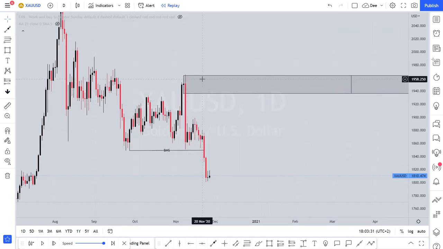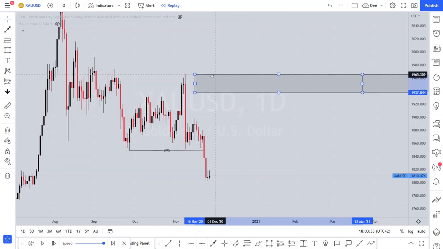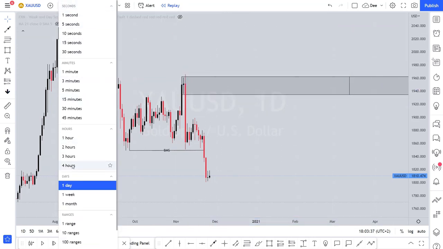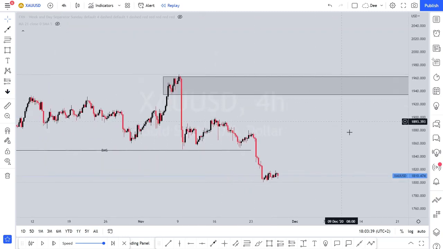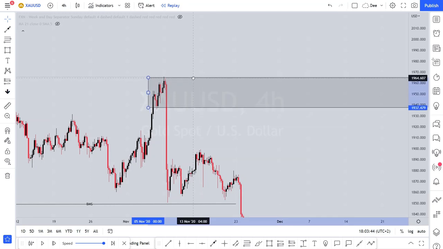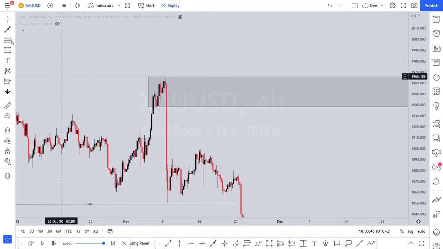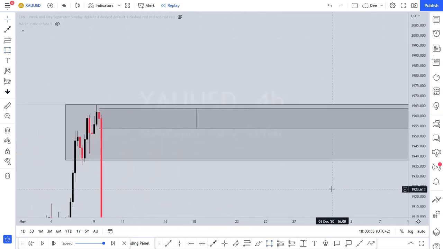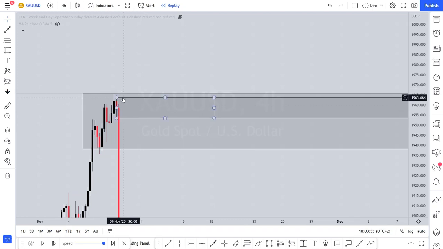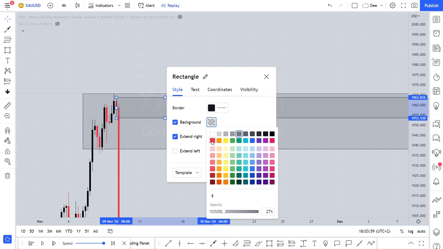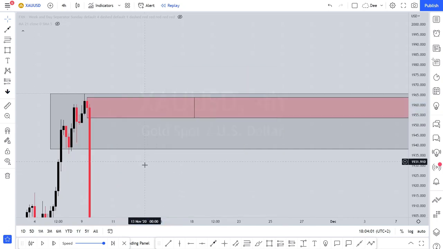We're going to refine this order block. So this is a daily order block. So we can refine it to 4 hours. So for 4 hours, we can see we had that order block here. We had this order block over there. And we can change the color. Let's make it red. Okay.